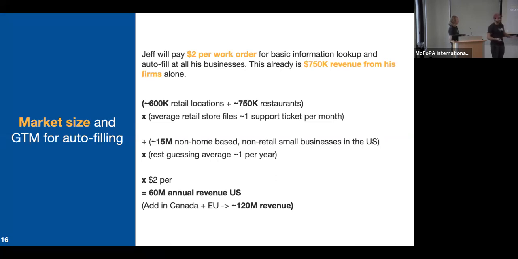One is the immediately ready to go. Jeff said that he would pay us $2 per work order if we can simply take the Google Maps, the manager's information, all the stuff that an LLM can do quite well, and save the 15 to 20 minutes of work that the person is doing to flesh out that ticket.